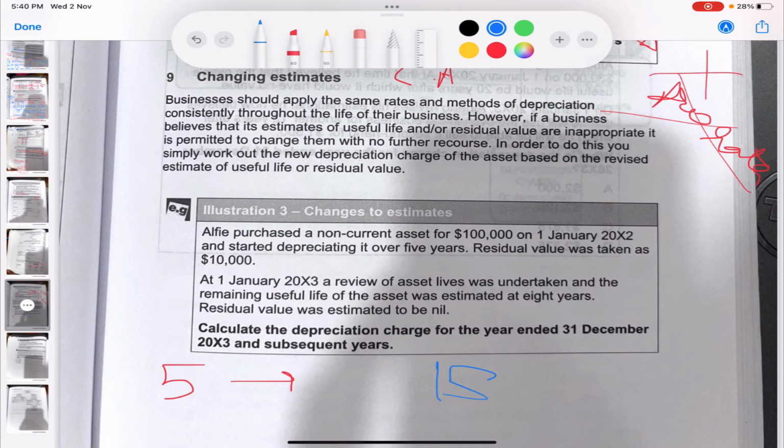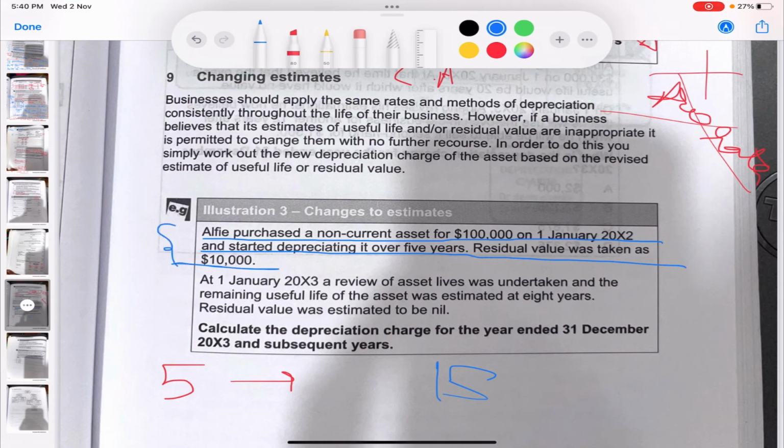Till now whatever has happened has happened. Now we are changing the estimates. Alfie purchased a non-current asset for 1 lakh on 1st January 2002 and started depreciating it over 5 years. Residual value was taken as 10,000.